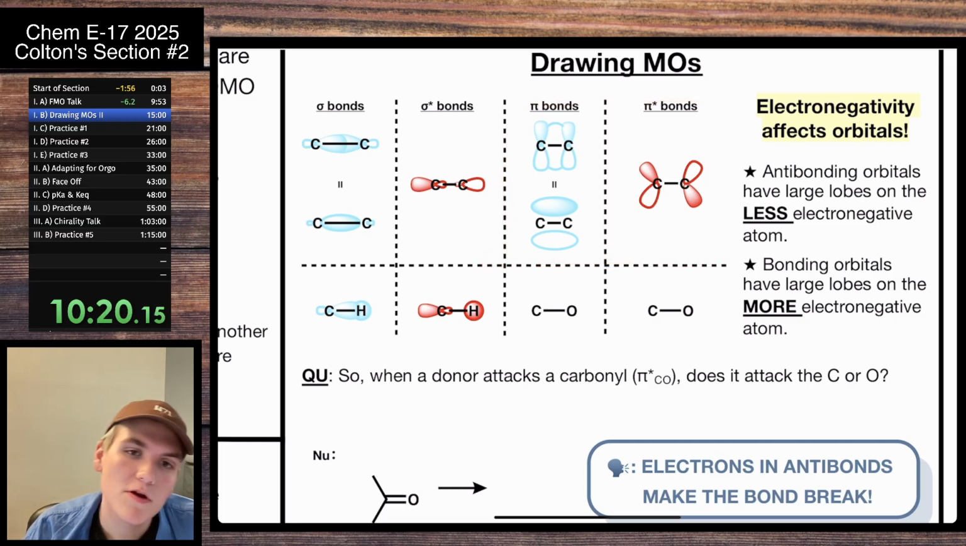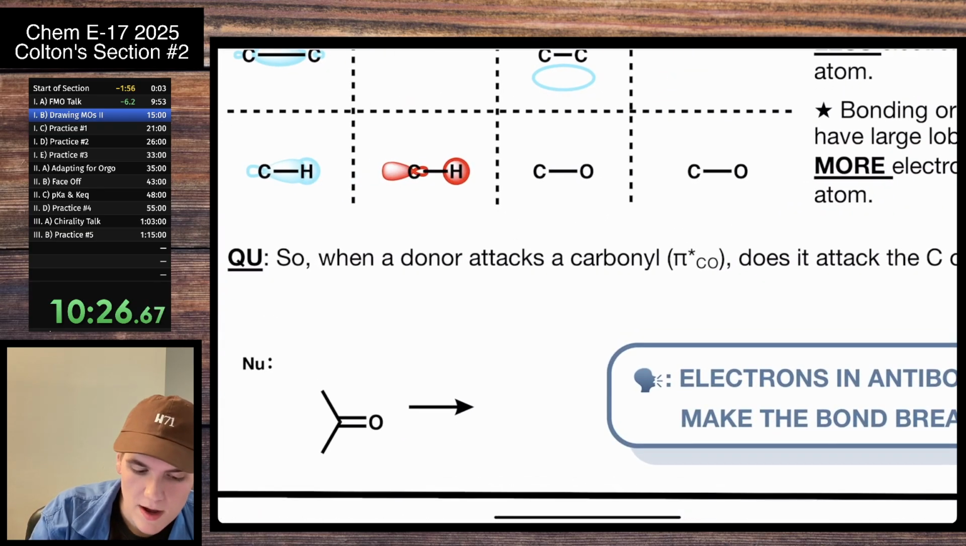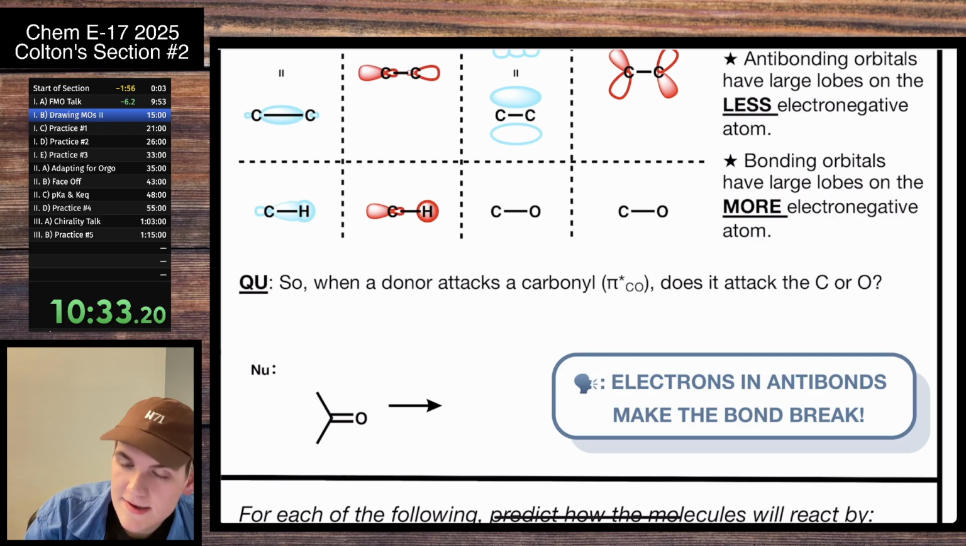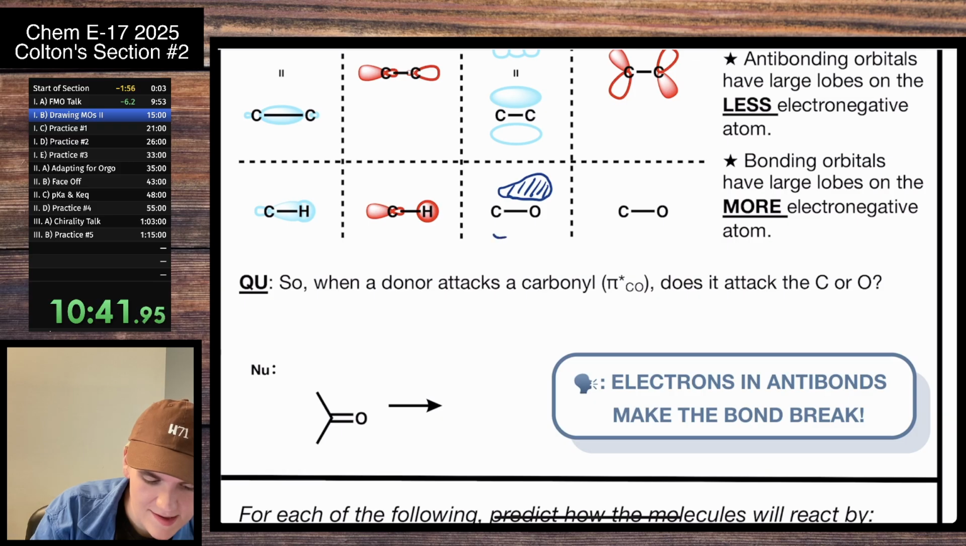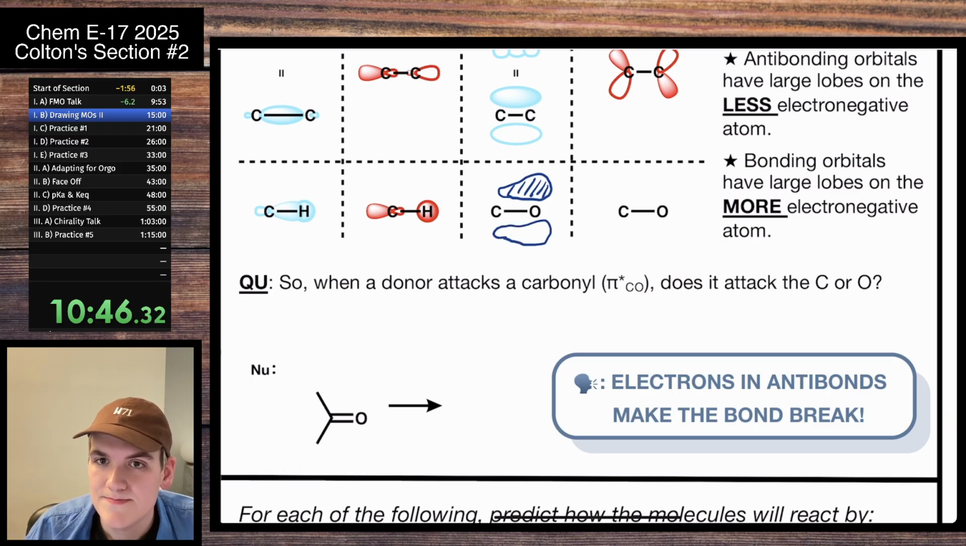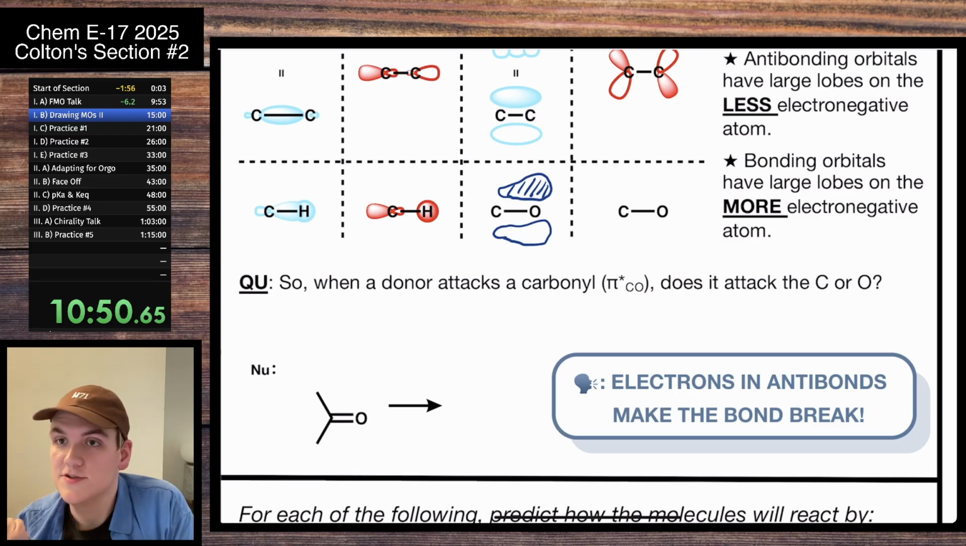But when we have a polar bond, like carbon and oxygen, it changes a little bit. In our CO bond, the oxygen's more electronegative, so it has a partial negative, and the carbon has a partial positive. So in the bonding orbital, we are going to have larger lobes on the more electronegative element. Instead of this even loaf, it's going to be kind of a lopsided loaf here. Okay, that makes sense: the more electronegative atom is pulling the electrons towards it.